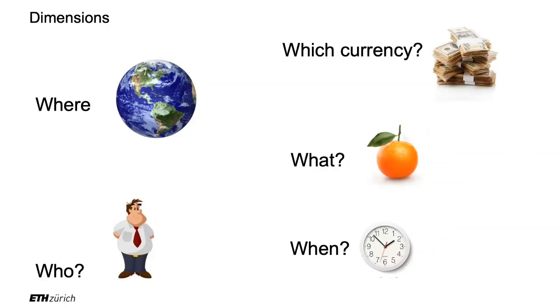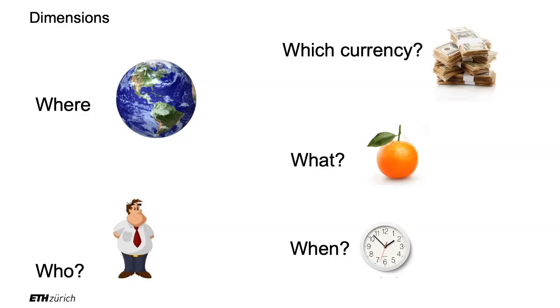In general, the typical dimensions you're going to have is where. That's geographical information. Is it Switzerland? Is it Zurich? Is it a canton? And so on. Who might be about, for example, the sales team. Who did what? So all the people. It can be currency, especially for a financial report.